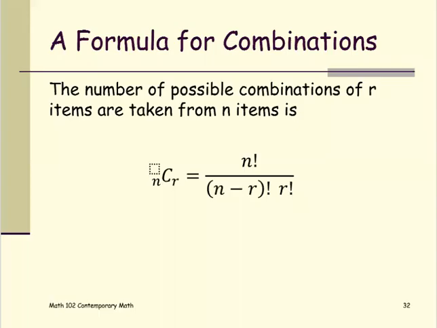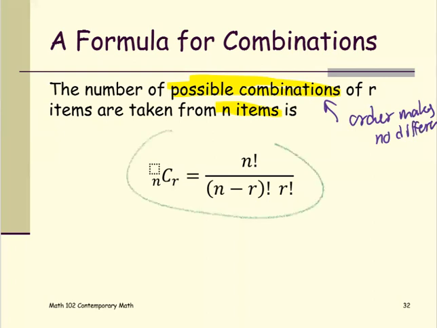Formula for combinations. The number of possible combinations of R items taken from N items is C, or the combination of the N selecting R. Recall combination, the order makes no difference. The formula is very similar to the permutation, but the difference is the denominator is the product of N minus R factorial and R factorial.